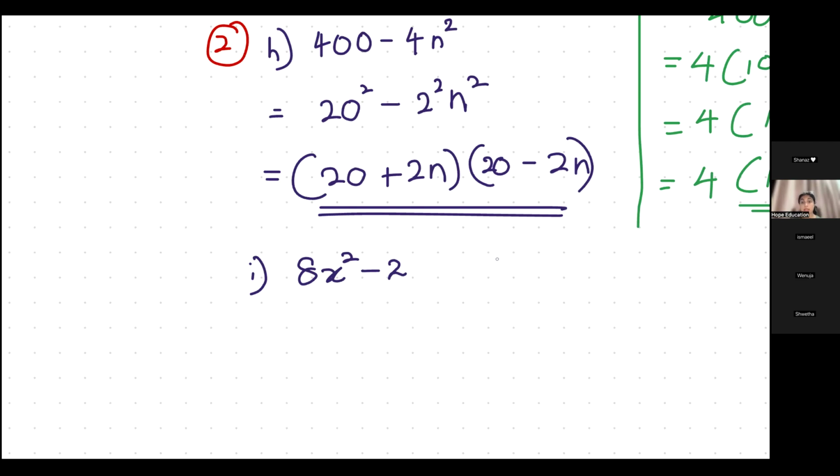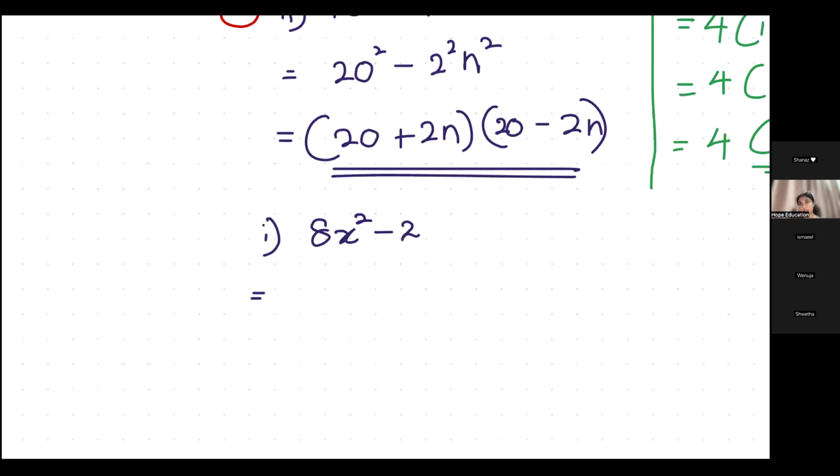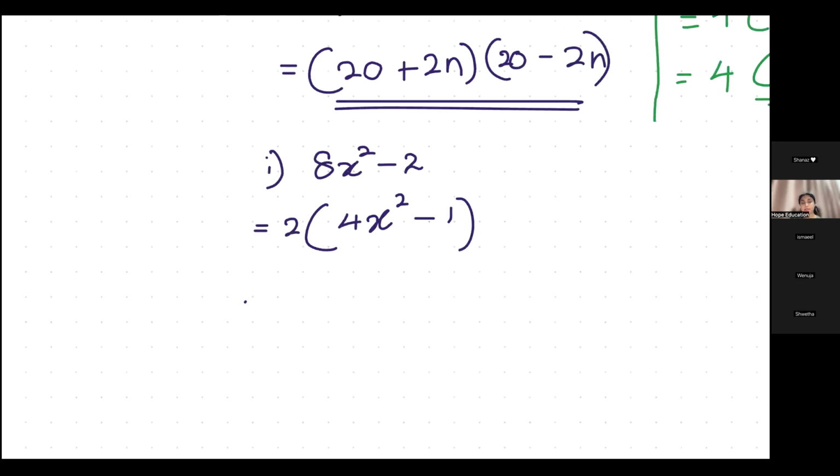Then what I'm going to do is take 2 out of both of these because 2 is common here. 8x squared, when I take 2 out, I get 4x squared. From 2, when I take 2 out, I have 1 remaining. Now we can see, you know 4 is 2 squared, x squared, minus 1 is 1 squared. Now we can easily put them into 2 brackets, right?